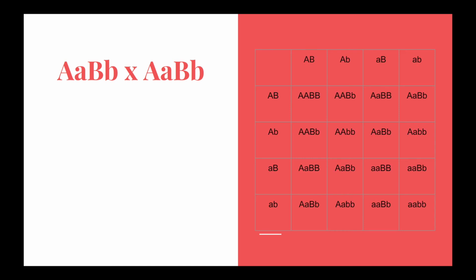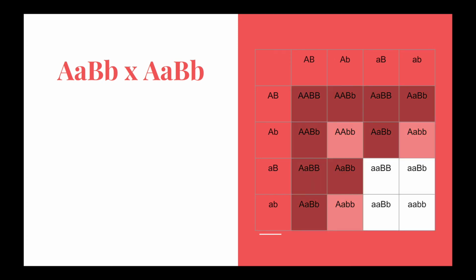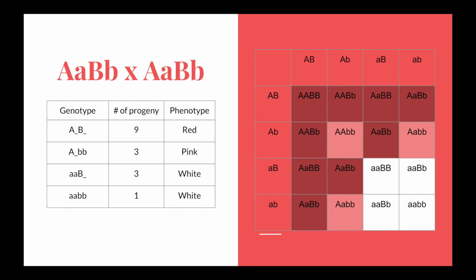Once we complete the cross, we can then look at each genotype and determine the phenotype based on the epistatic nature of these genes. We can then complete the chart based off of these genotypes, and we can see that we have 9 progeny with red hair, 3 progeny with pink hair, and 4 progeny with white or colorless hair. The ratio of 9 to 3 to 4 is expected for this type of epistasis.